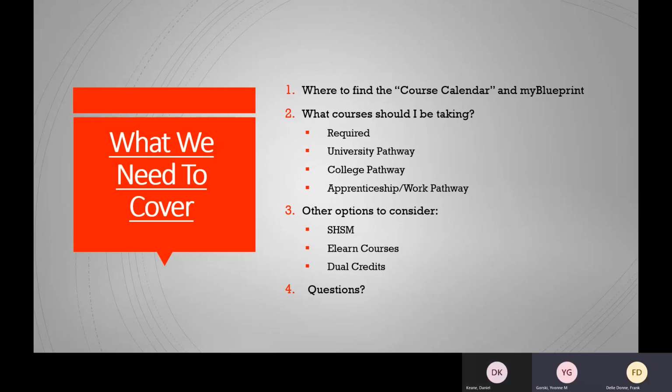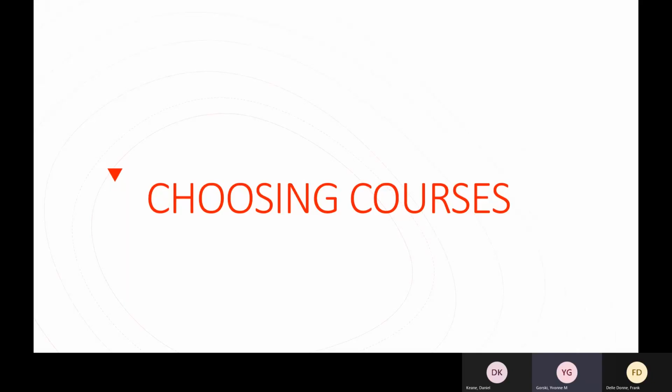Other opportunities to consider are SHSM, which is our Specialist High Skills Majors, of which we have 5: Nonprofit, Health and Wellness, Construction, Information and Computer Technology, Sports, or maybe you're interested in an e-learn course or a dual credit. I will now turn the virtual microphone over to Mr. Keene to review choosing courses and required courses.